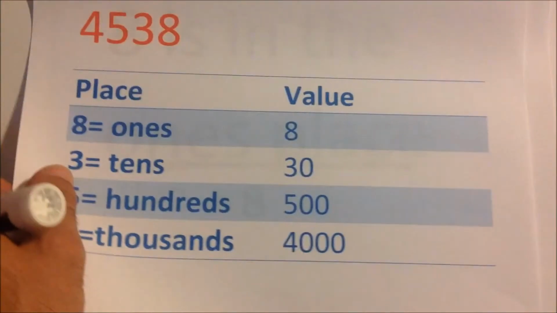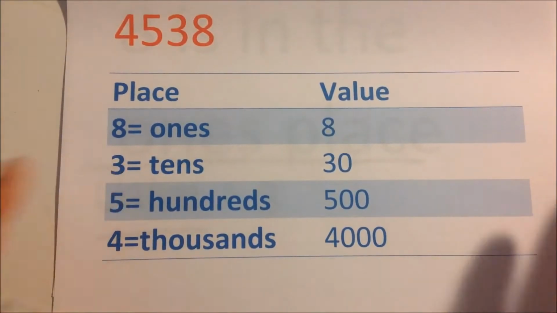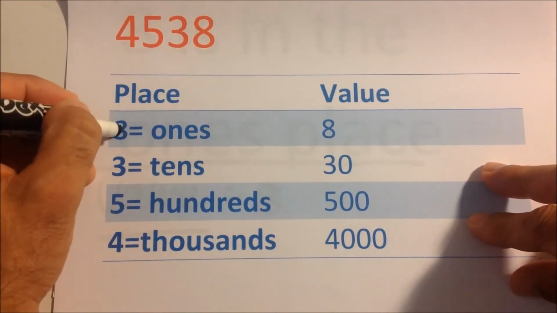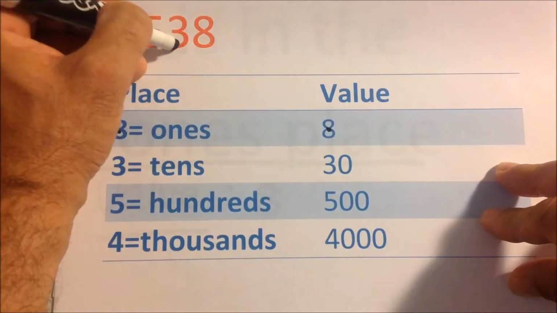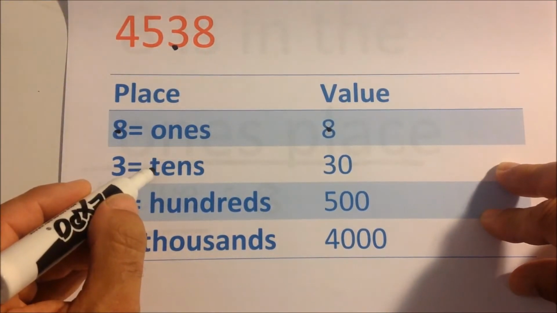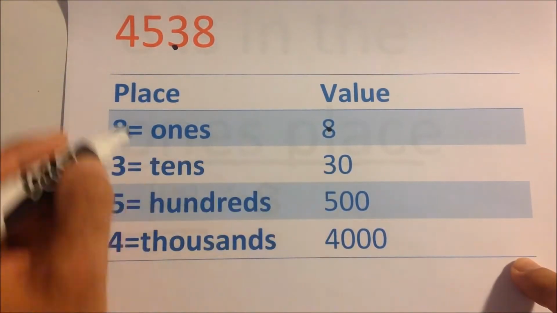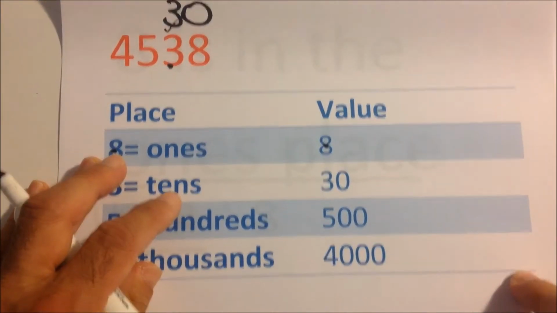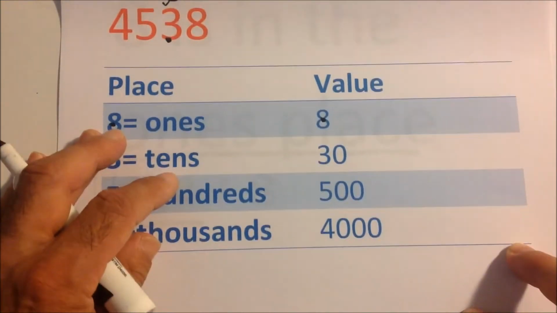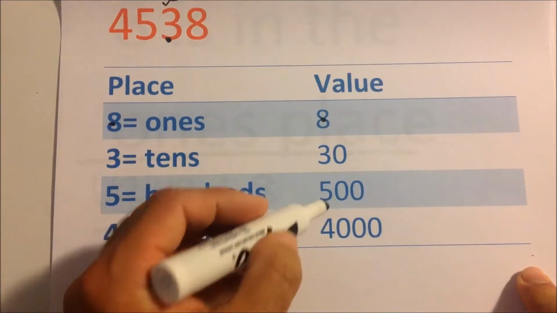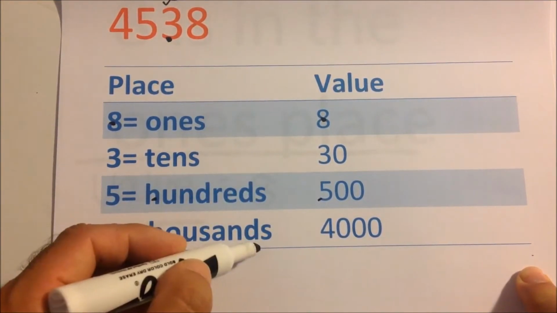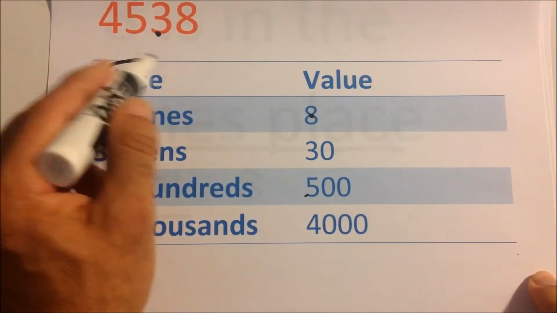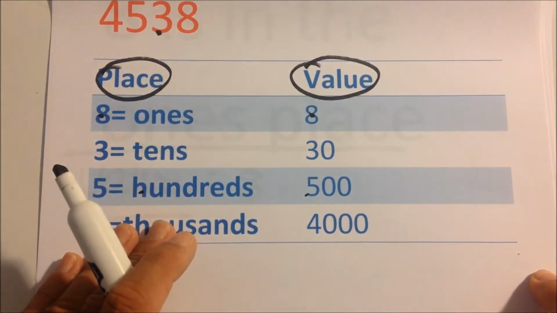And here's a chart. So let's see if we can put this chart up. So we have 4,538. Right? So let's look at the 8. The 8's in the ones place, like we said before, and its value is 8. The 3 is in the tens place, and its value is 30, because it's in the tens place, right? So if you took the 8 away, you see there's a 30 there. I'll bring that down. Okay, and the 5 is in the hundreds place, and its value is 500. And the 4 is in the thousands place, and its value is 4,000. So look at that chart for a minute. You see we have place, and we have value. Right?